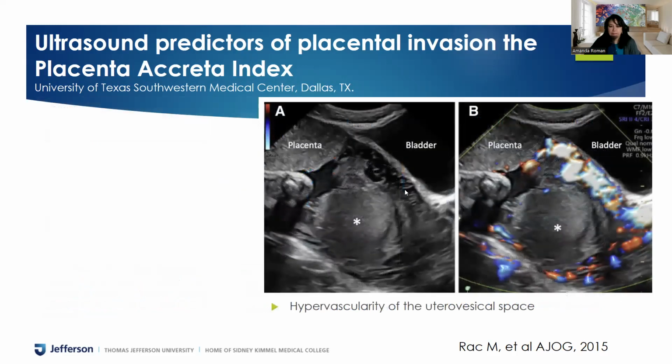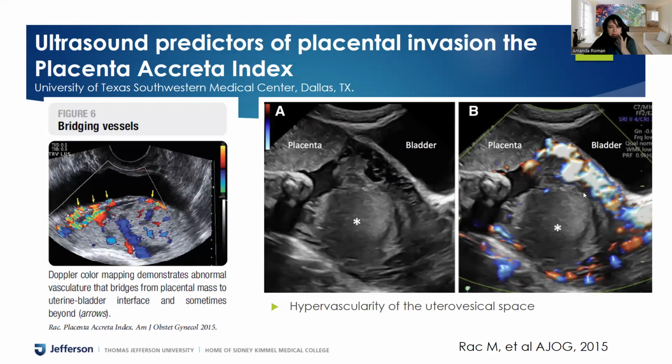So this is a case where we can see the bladder. The bladder looks normal in the urothelium and muscularis of the bladder, but then there is no myometrium behind it. The placenta is very hypervascular, and this is a very concerning sign.